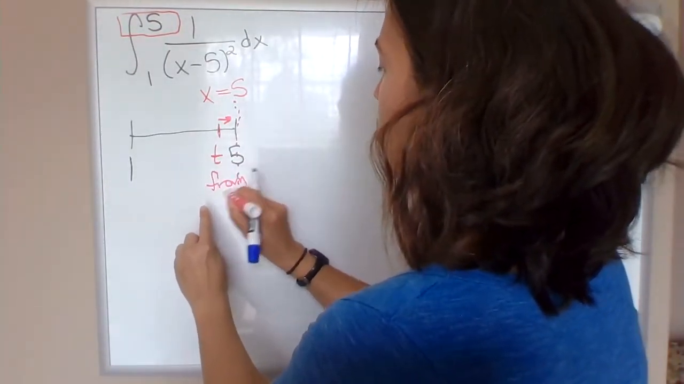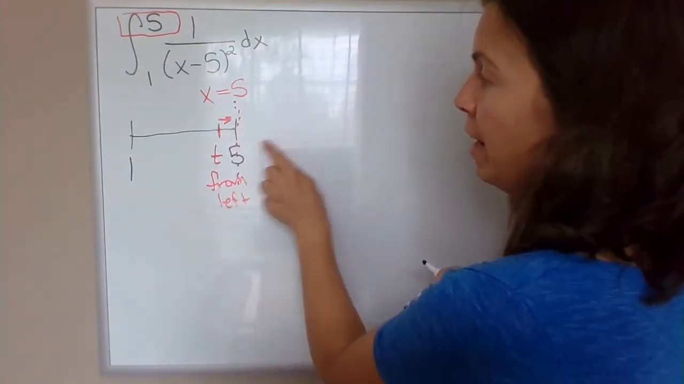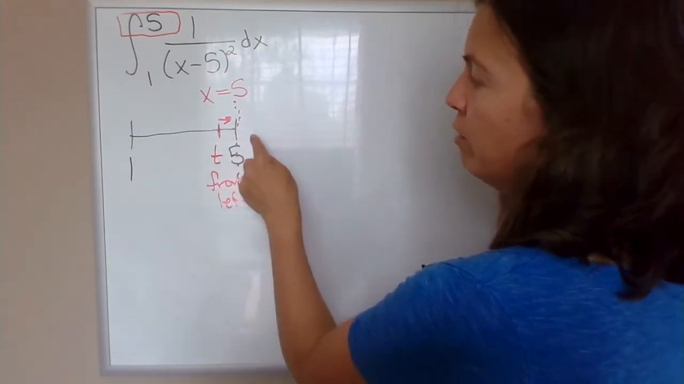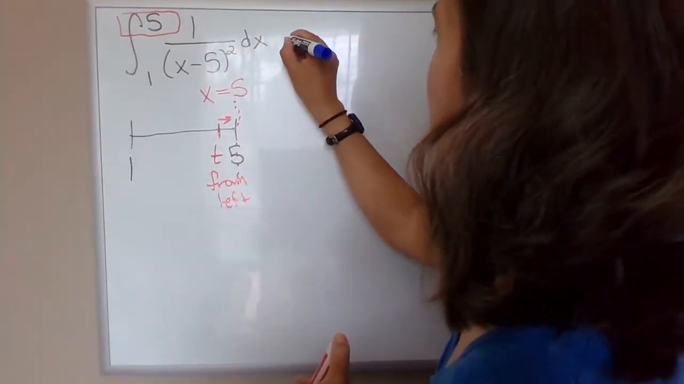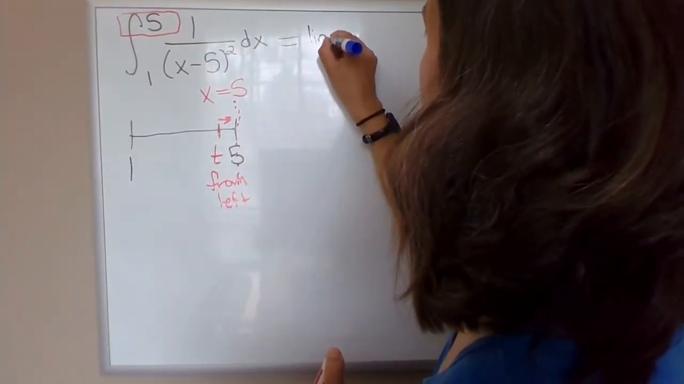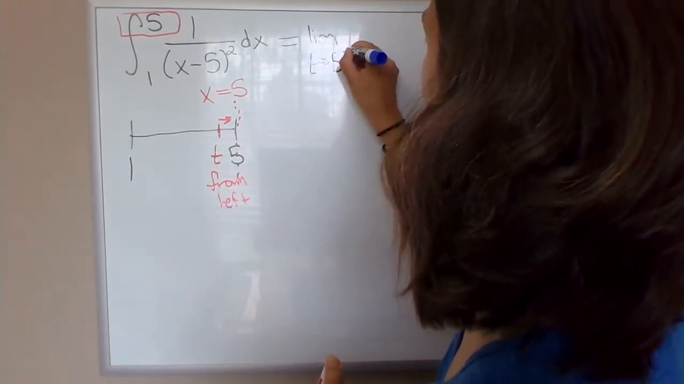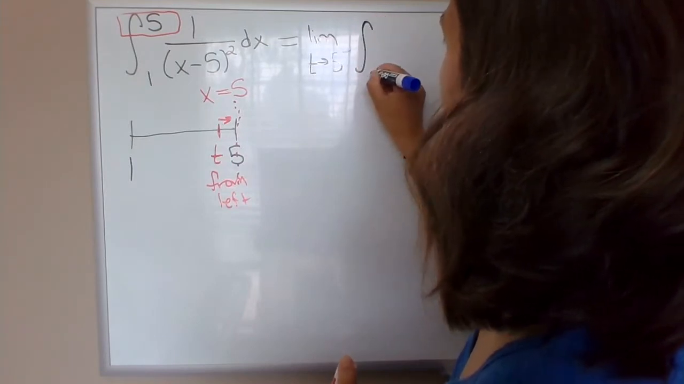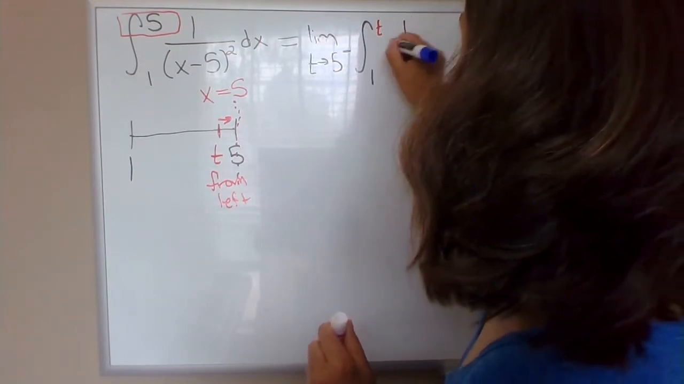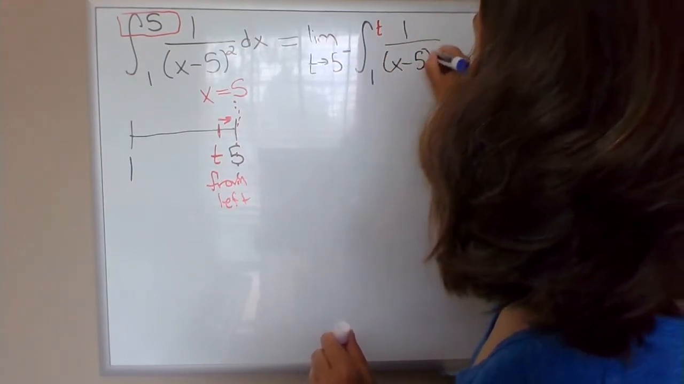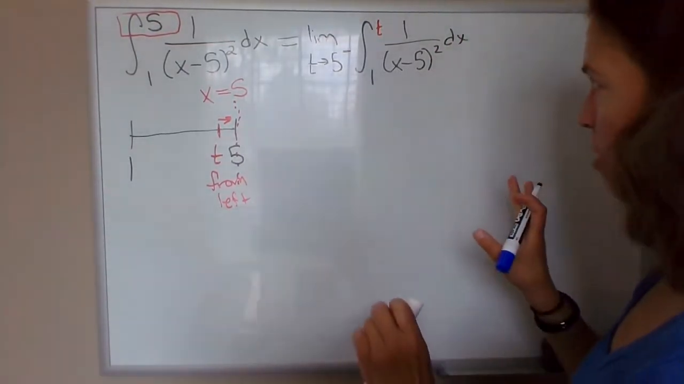Right? We're not approaching 5 from the right at all, because we're just trying to integrate from 1 to 5. We don't care what's happening beyond 5. So this is a one-sided limit approaching 5 from the left. Expressed as a limit, this is equal to the limit as t approaches 5 from the left of the integral from 1 to t of 1 over (x minus 5) squared dx. Okay, so that's half the battle once you've got it expressed as a limit accurately.